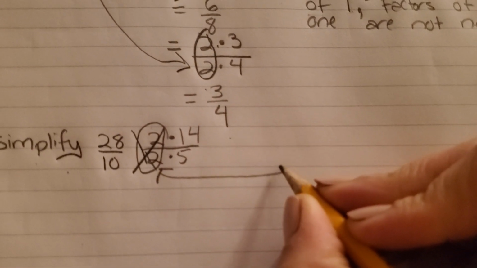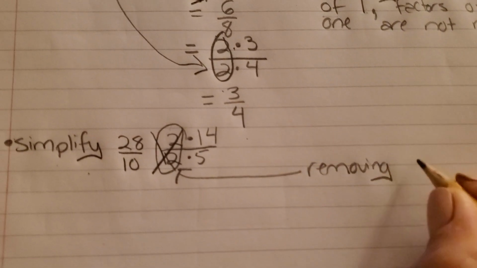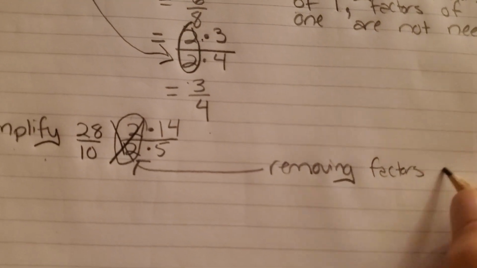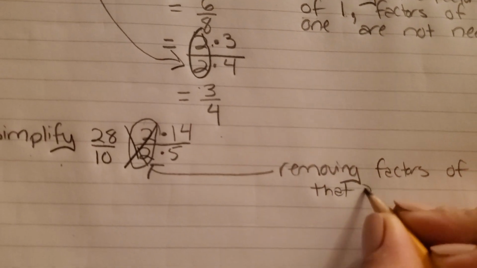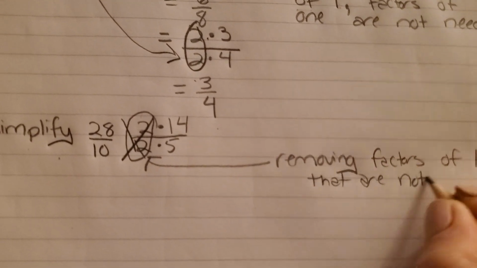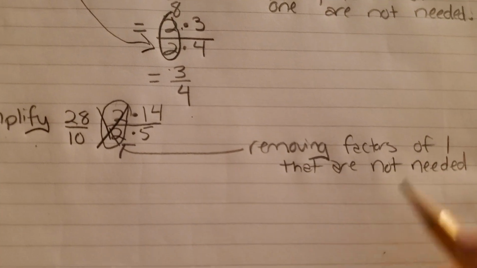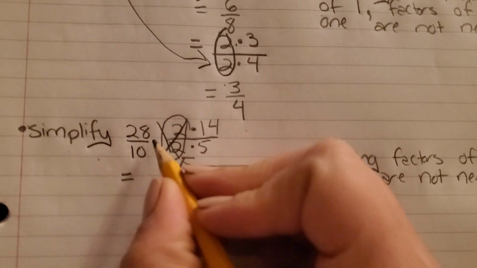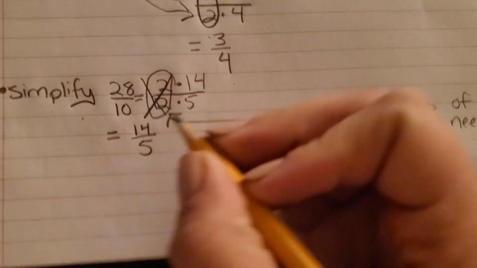I'm going to say removing factors of 1 that are not needed. All right. So now I'm going to have this fraction, 14 over 5.